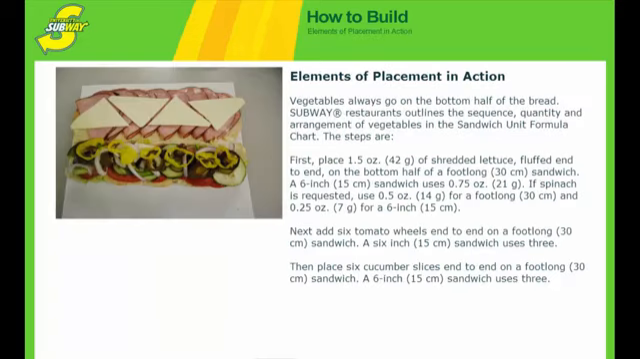Elements of placement and action. Vegetables always go in the bottom half of the bread. Subway Restaurants outlines the sequence, quantity, and arrangement of vegetables in the sandwich unit formula chart. The steps are: first, place 1½ ounces of shredded lettuce, fluffed end to end, on the bottom half of a foot-long sandwich. A 6-inch sandwich uses 3/4 of an ounce. If spinach is requested, use 0.5 ounces for a foot-long and 0.25 ounces for a 6-inch.